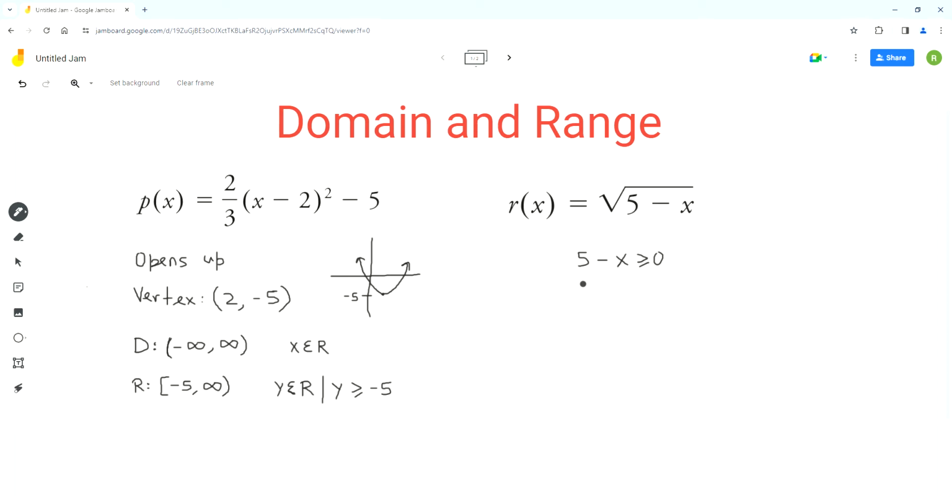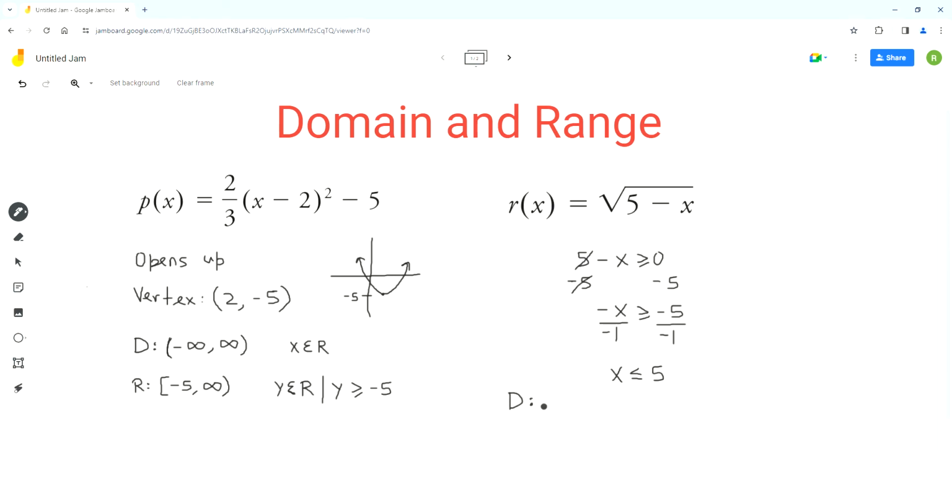So we have to isolate x. First we'll subtract 5 from both sides. So the 5's on the left side cancel each other out. So we get negative x is greater than or equal to, so 0 minus 5 is negative 5. Now we have to change negative x to x. So we should divide both sides by negative 1. There's an inequality property that whenever we multiply or divide both sides by a negative number, the inequality sign flips. So it becomes x is less than or equal to positive 5. So this is the domain of this function.